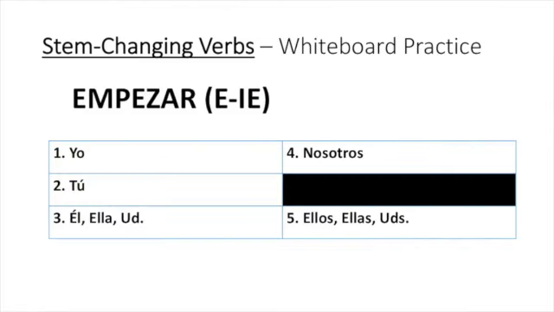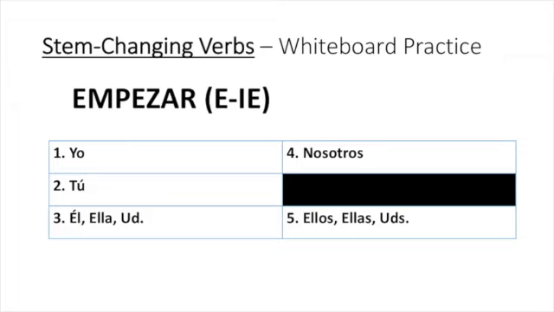Okay, so I have another verb here that I'd like for you to try that works in a similar way. This verb is also an E to IE stem changer, as I've told you here in parentheses. And this is the verb empezar, which means to begin or to start. Okay, so I want you to take a moment. I want you to pause this video and give this verb a try for me.